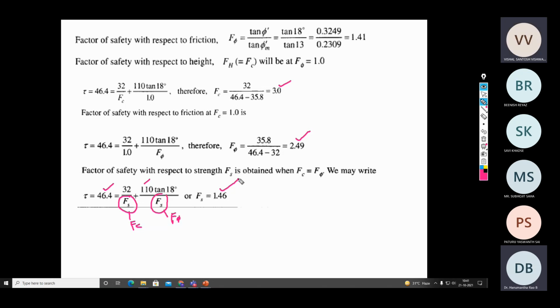Then, sir, how can we find Fs if Fc is different, Fφ is different? Then we don't have any term related to Fs in this equation. No, no. Just imagine.